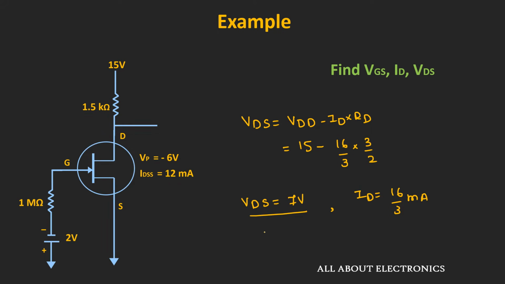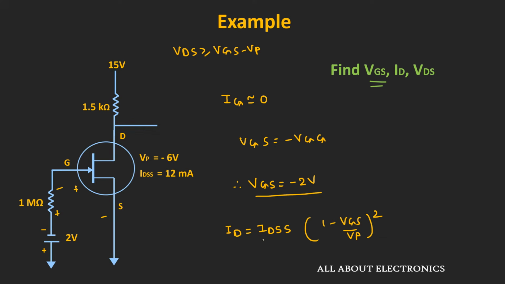Now from this, let us take the condition for the saturation, that is VDS should be greater than or equal to VGS minus VP. So once this condition gets satisfied, then we can say that the JFET is operating in the saturation region. Now here the value of VGS is equal to minus 2 volt and the value of VP is equal to minus 6 volt. That means VGS minus VP is equal to 4 volt. And here, as the voltage VDS is greater than VGS minus VP, we can say that indeed the JFET is operating in the saturation region. And due to that, we can use this expression for finding the value of this drain current.